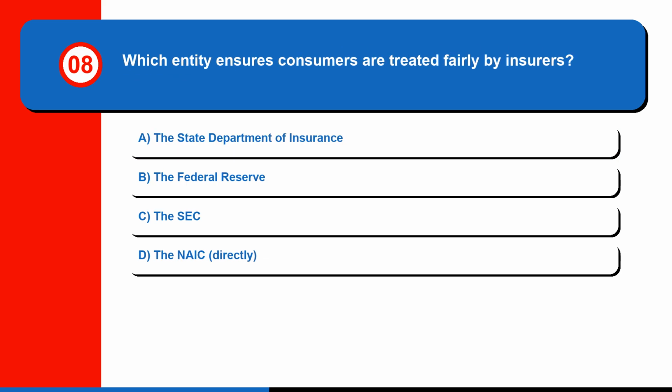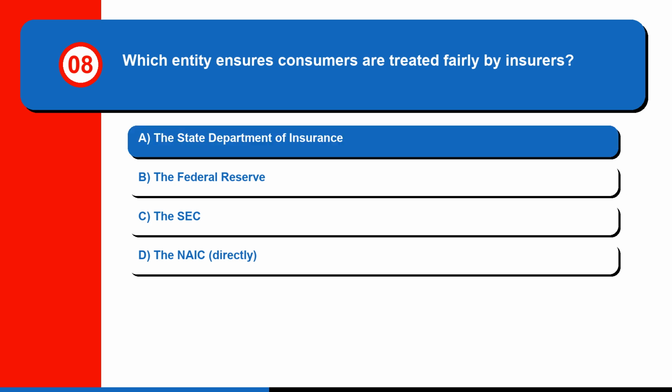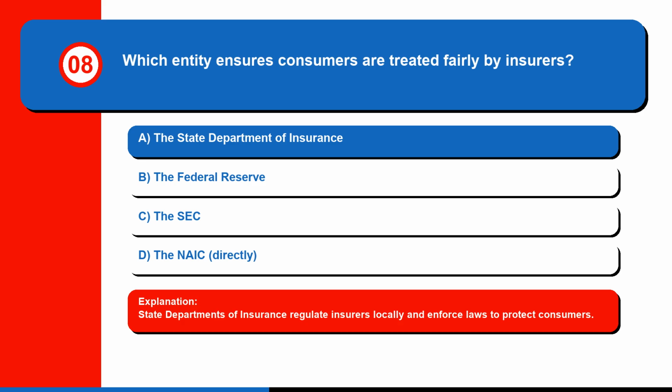Question 8. Which entity ensures consumers are treated fairly by insurers? A. The State Department of Insurance, B. The Federal Reserve, C. The SEC, or D. The NAIC, directly. The correct answer is A. The State Department of Insurance. State departments of insurance regulate insurers locally and enforce laws to protect consumers.